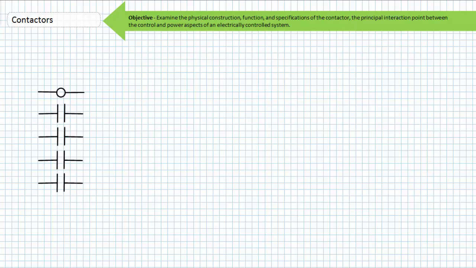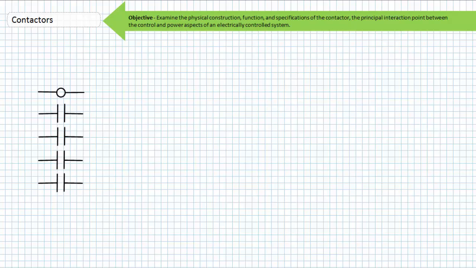I'm your instructor Jim Pytel, and our objective is to take a brief look at the contactor. A contactor is an electromechanical switch that serves as the principal interaction point between the control and power aspects of a motor control system. A contactor establishes or interrupts high current delivered to a motor, but does so only at the request of a low voltage control signal.